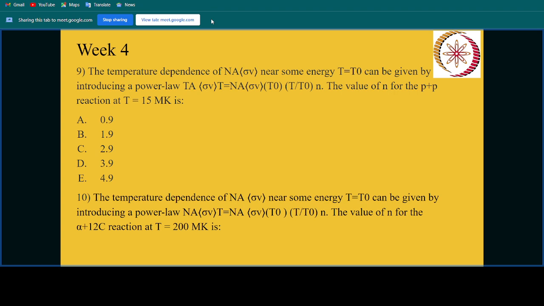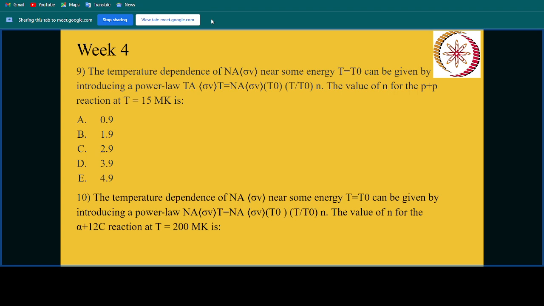There are no options given here, but I can give you some options if you need: A 0.6, B 7.6, C 17.6, D 27.6, E 37.6. So these are the five options. Now, if anybody can do it, I'll give you 2 minutes.